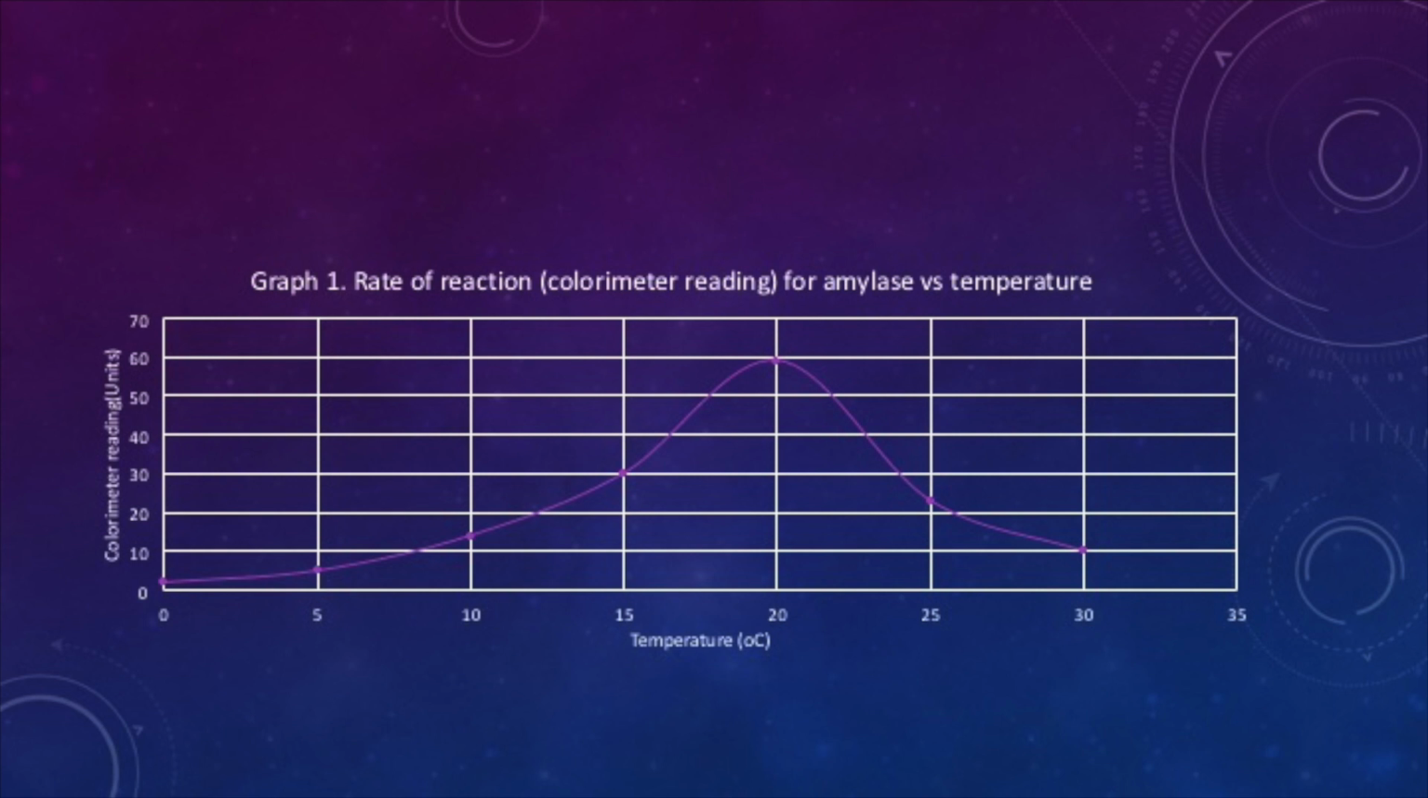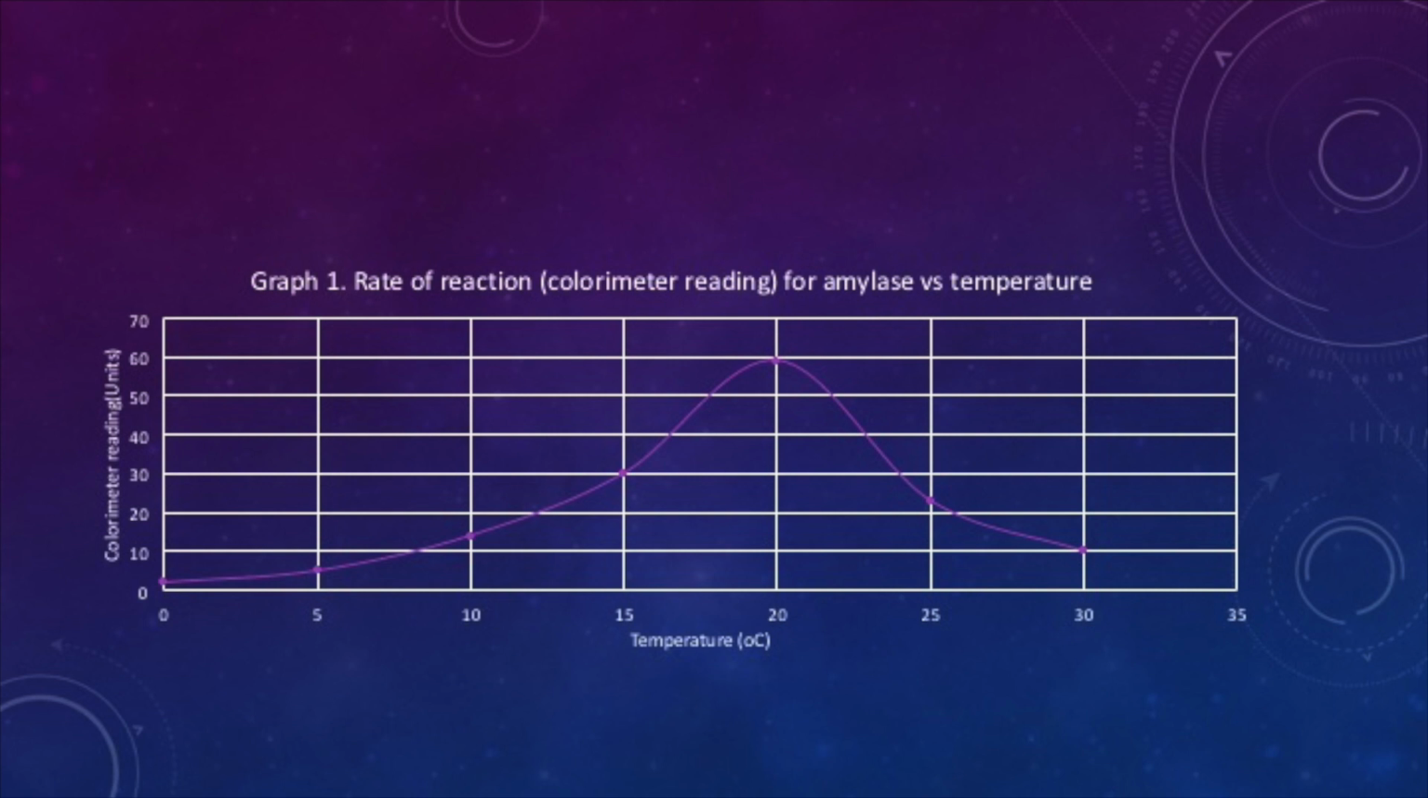If you are drawing up a graph as well, also give it a number, graph 1, and then you say rate of reaction for amylase versus temperature. So the thing that comes first would be what's on the y-axis, the calorimeter reading, versus the x-axis, which is the temperature in this case. And note that everything here has units as well.